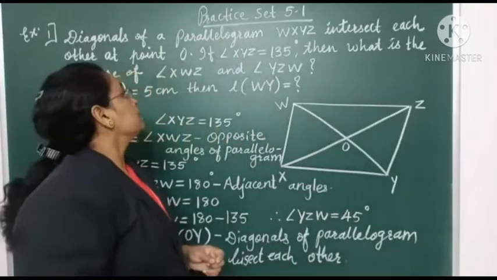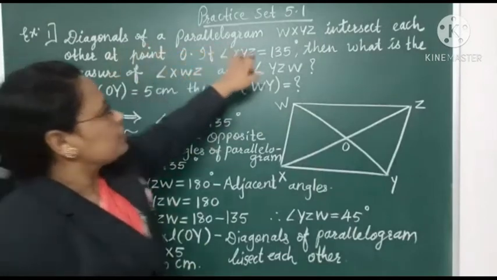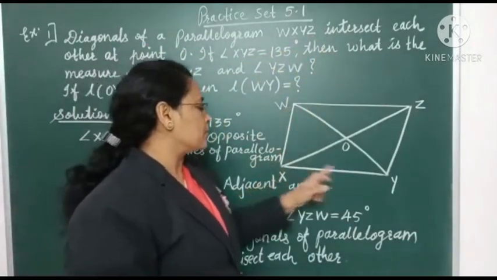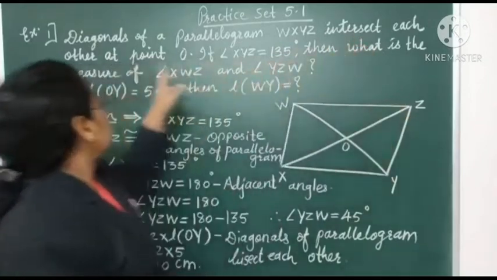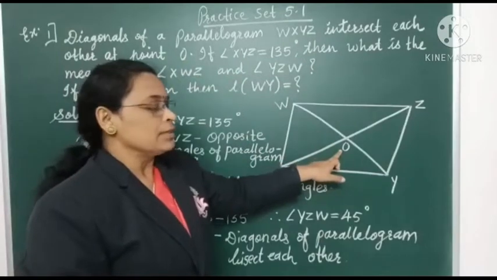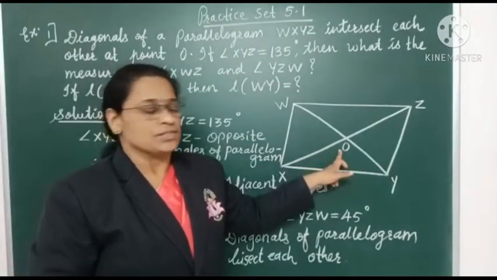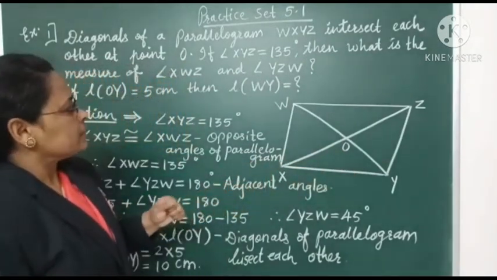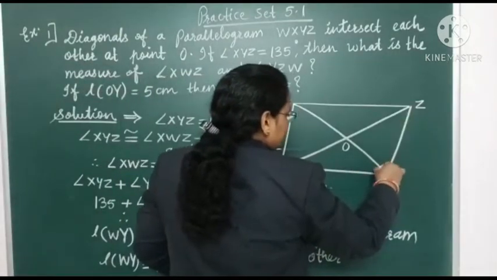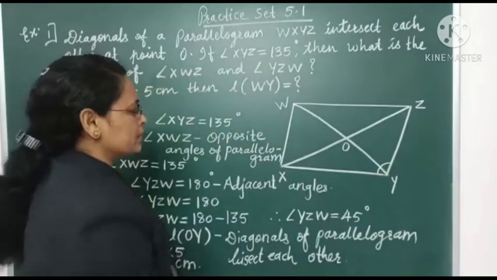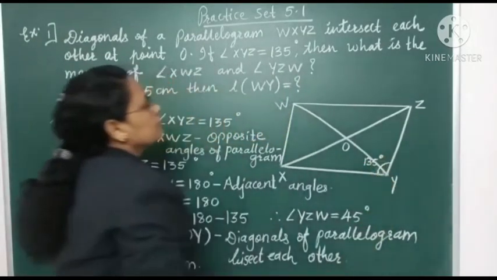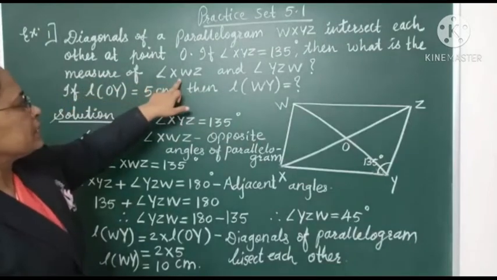First example: the diagonals of parallelogram WXYZ intersect each other at point O. So let's draw the diagonals and name the point of intersection as O. Angle XYZ is 135 degrees, that is given. Then what is the measure of angle XWZ?